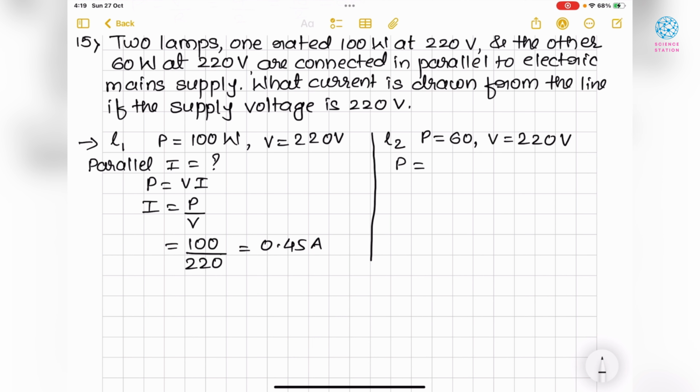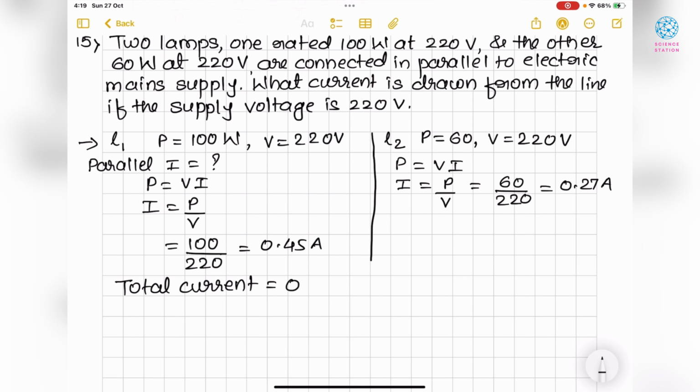Now for L2, P equal to 60 watt, V equal to 220 volt. So P is VI. So I equal to P by V. So that will be 60 upon 220. So that will be 0.27 ampere. Now total current they have asked. So total current will be equal to 0.45 ampere plus 0.27 ampere. So that comes as 0.72 ampere.